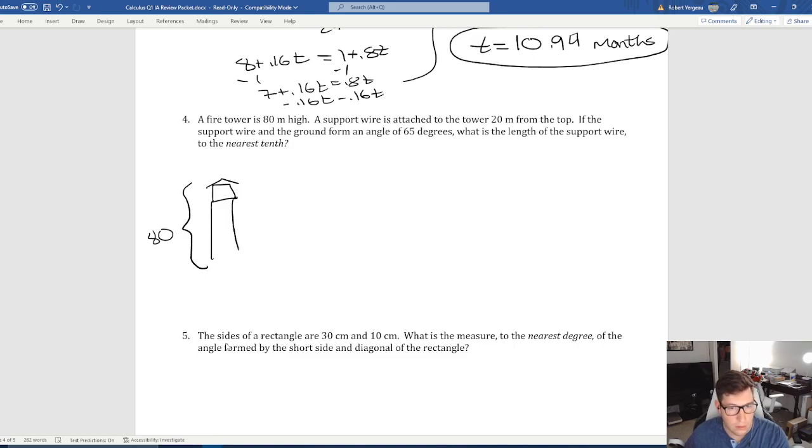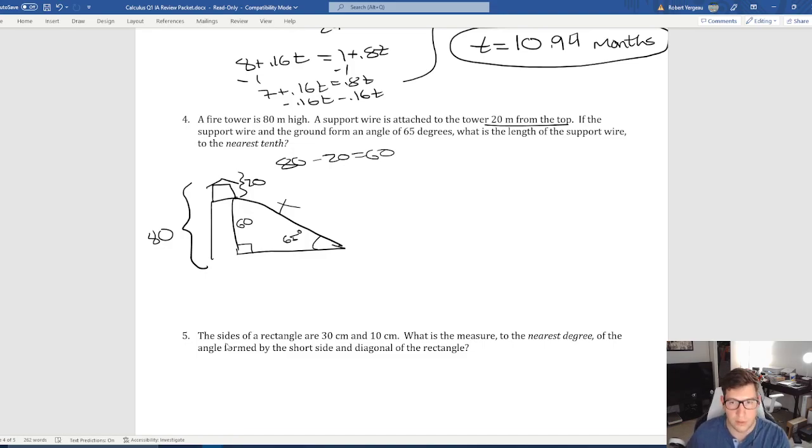Okay. So this is going to the ground, creating an angle, right angle there. This is 65 degrees. Now, this is 20 meters from the top, which means that the actual side length of this triangle is 80 minus 20, which gives us 60 meters. So this side length is actually 60. Now we want to know, how long is this wire? We're going to label that wire x.